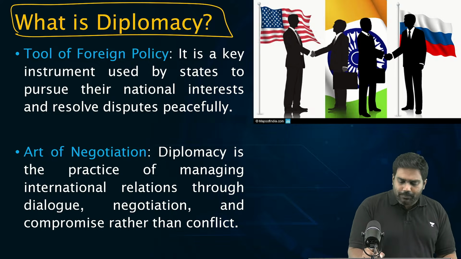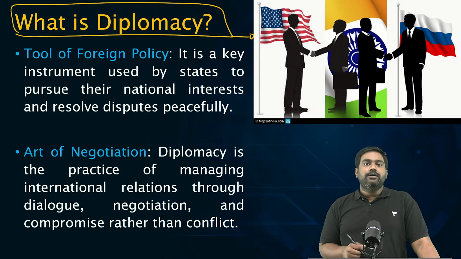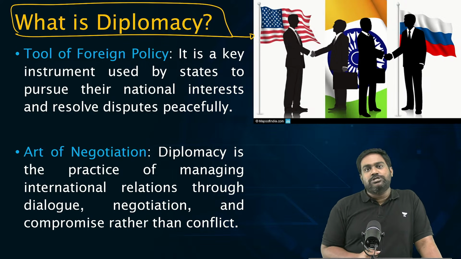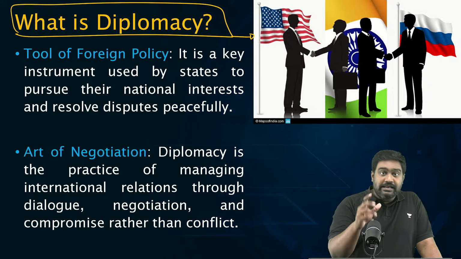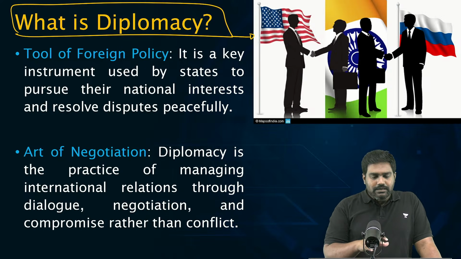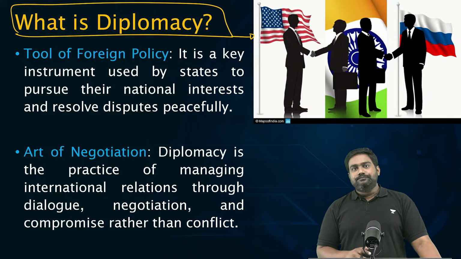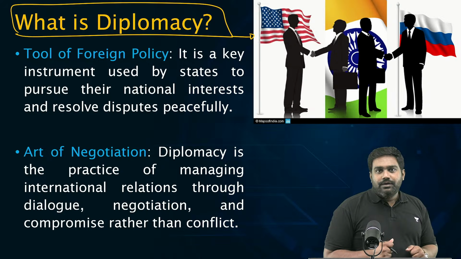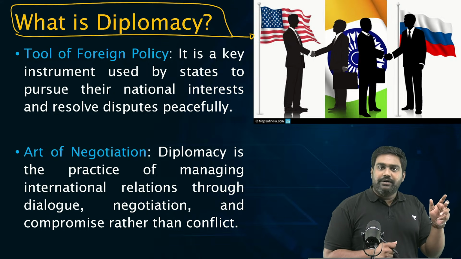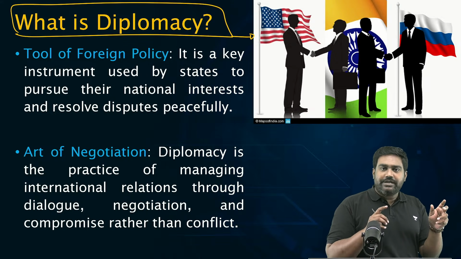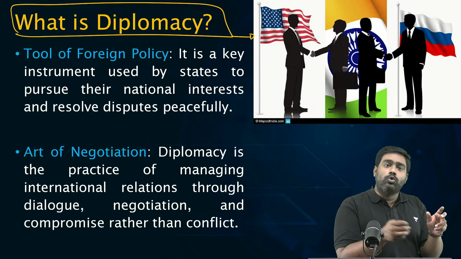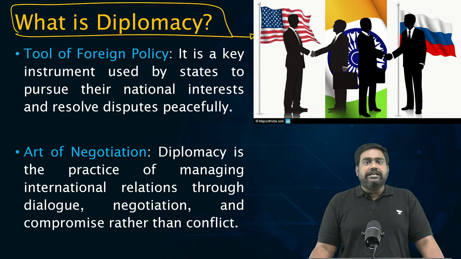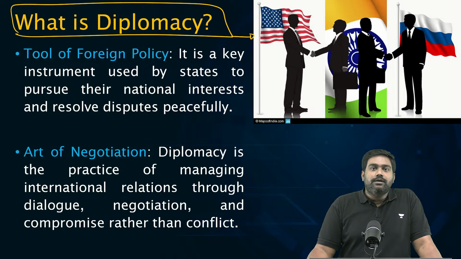It's a very small topic, won't take much of your time. But later we will look at practice questions so that the concept will become completely ingrained into your memory. See, diplomacy is essentially a tool of your foreign policy. If foreign policy is an instrument for the government to protect and promote our national interests, diplomacy is the tool through which the government is protecting and promoting your national interests.